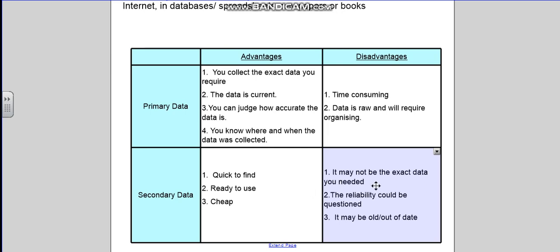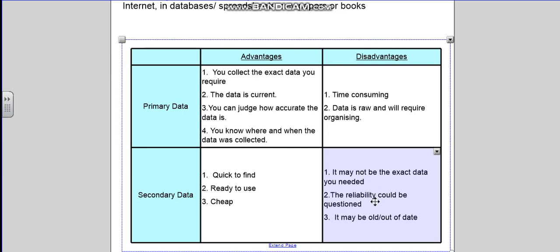So the disadvantages. It might not be the exact data you needed. So it might have been collected for a different reason to what you want to use it. So it might not necessarily be in the form that you wanted it. The reliability could be questioned because you don't know where or when or how it was collected, or even how accurate it was collected. So we said here about we know how we've measured it. You don't know whether it was rounded before it was published, okay? So you don't know the reliability of it. And also, it might be old data or out-of-date data, okay? So you need to be aware of these.